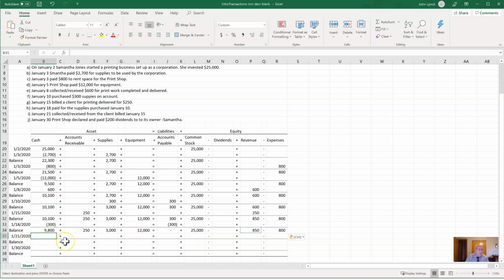Okay. 21st. Collected and received the bill from January 15th. January 15th was the 250. So we collected that. Accounts receivable, which means that guy would probably like to say that he no longer owes it. Okay, so 9850 plus the 250, and then we add these across, all the way across, just like we had before. I went ahead and did it. Okay, it's easier that way.